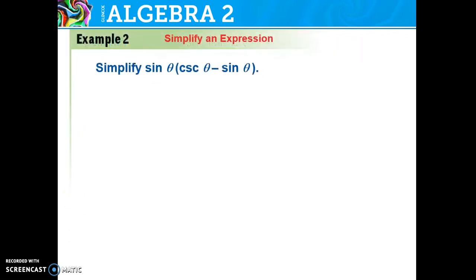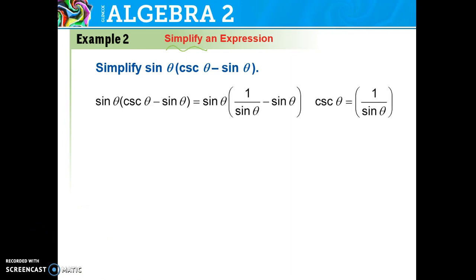So let's take a look at this example here. We have the expression sine of theta times the quantity cosecant of theta minus sine of theta. Again, what are we doing? We are simplifying. Make sure you pay attention to the directions so that you know what's being asked of you whenever you have to do this. Okay, so notice what they're doing here. One strategy, I guess you could say, is to see if there's a way to rewrite any of your terms or any of your pieces in terms of sine and cosine.